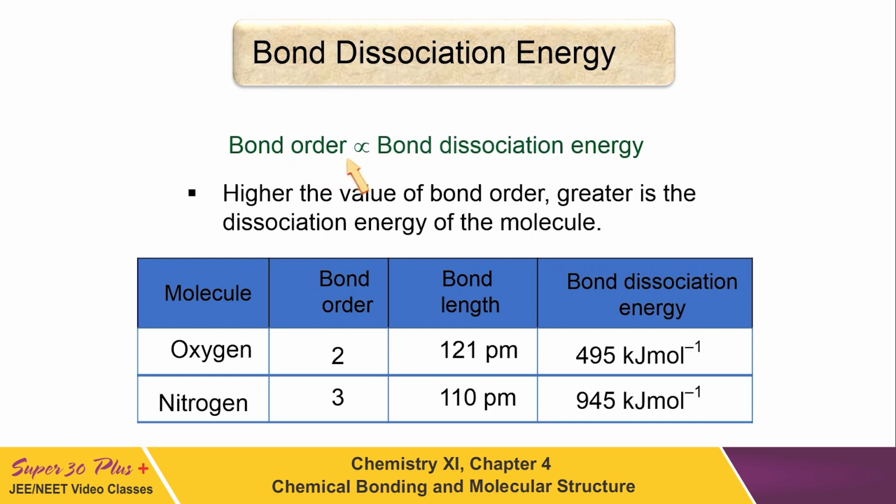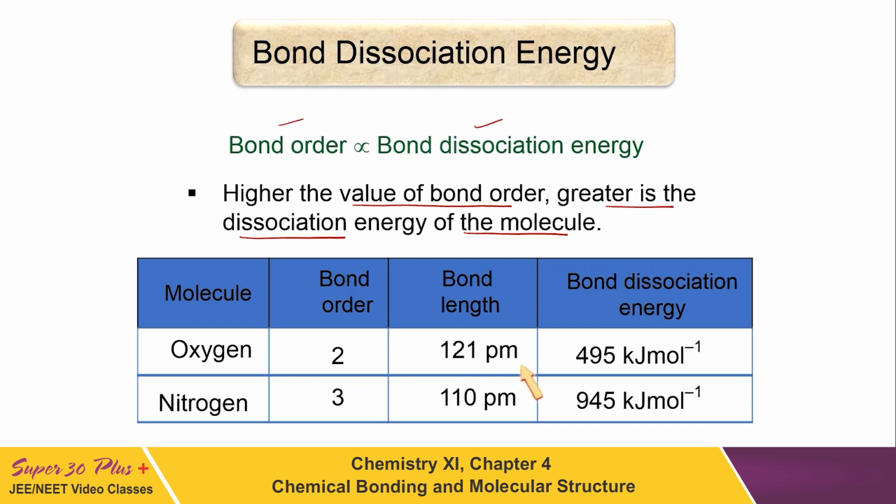So bond order is directly proportional to the bond dissociation energy. Greater the bond order, greater will be the bond dissociation energy. So the higher value of bond order, greater is the dissociation energy of the molecule. Here are a few examples. In this example, you see for oxygen molecule, bond order is 2.